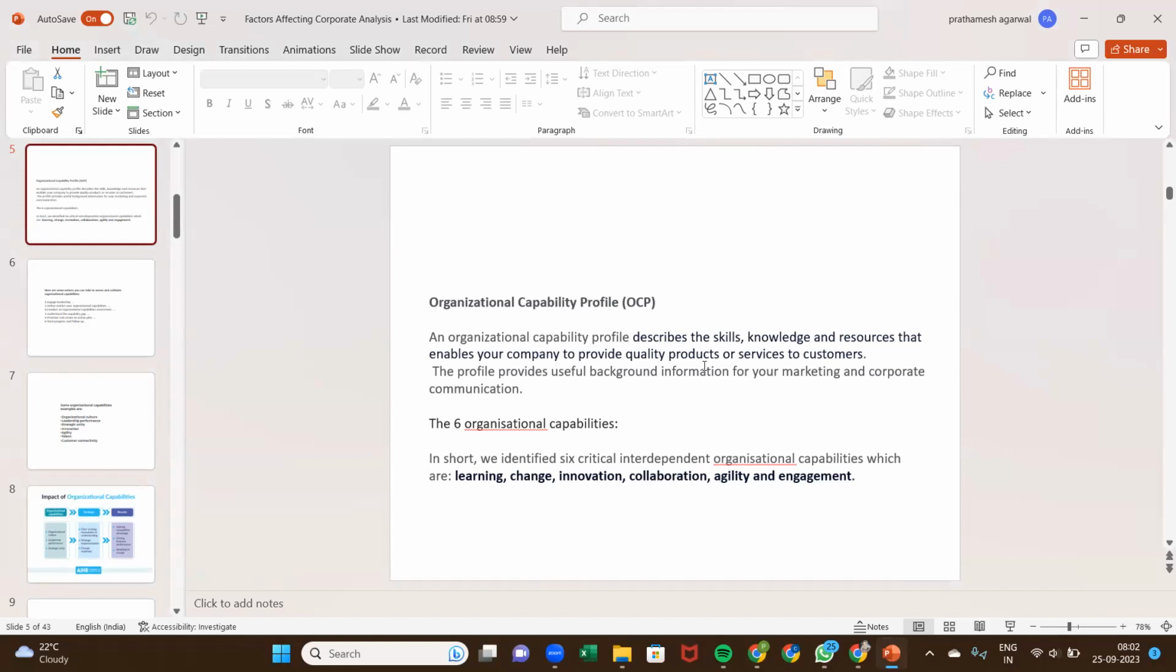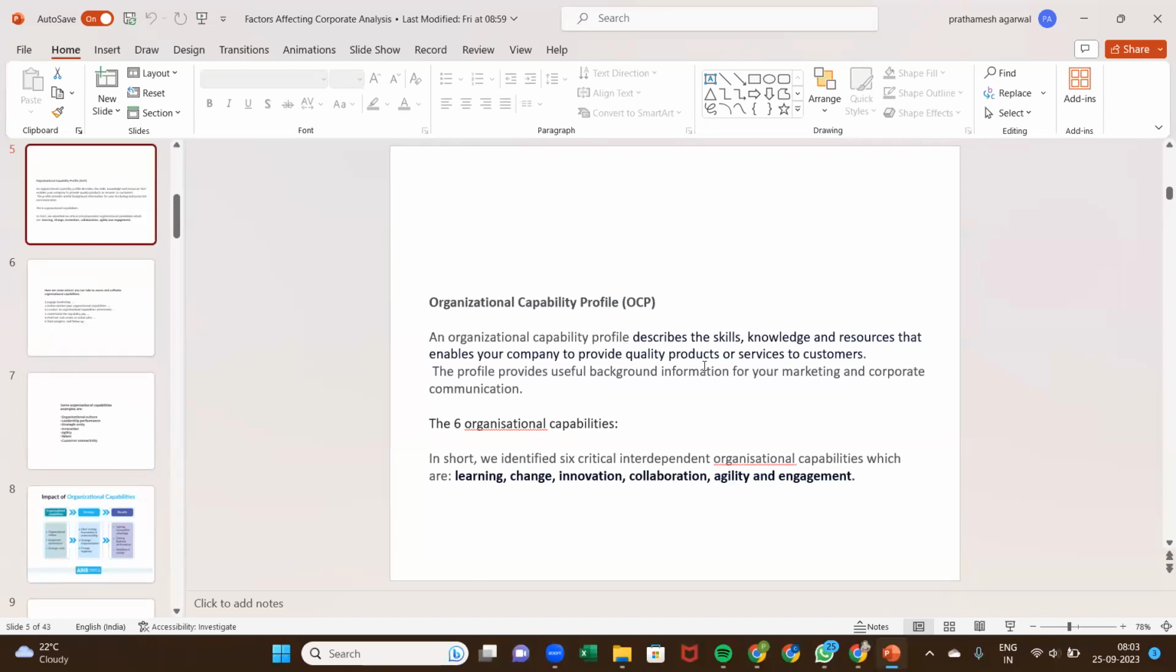Organizational capability profile. As I just highlighted to you on Friday, we usually see two parameters. One is the capacity, what is the capability. Capability and capacity will go hand in hand. And second is the resources. So when we talk about the capability, we need to also understand the capability of the organization. Hence, it is known as organizational capability profile.